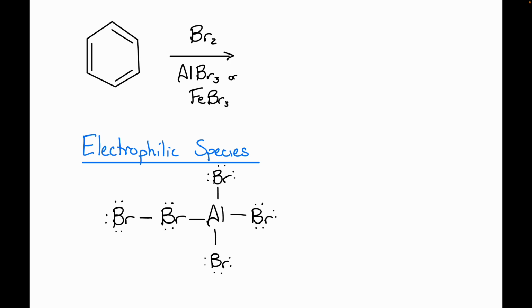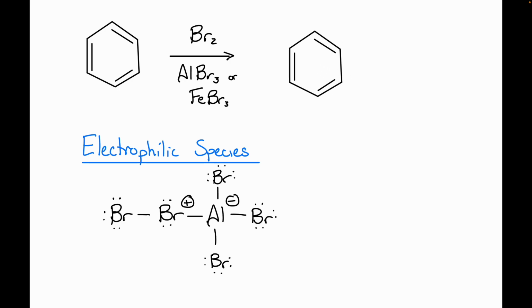All right, let's be good with our lone pairs and our formal charges. When aluminum accepts an extra pair of electrons, it has a minus charge. And when bromine donates that pair of electrons, it has a positive charge. So this is our electrophilic species. This is what the benzene ring is actually reacting with. Okay. And what will happen is it will place one of those bromines on that benzene ring. Not two, don't tell me Br2, that wouldn't make sense in terms of our formal charges. Just one of those bromines ends up on that ring, giving us bromobenzene.